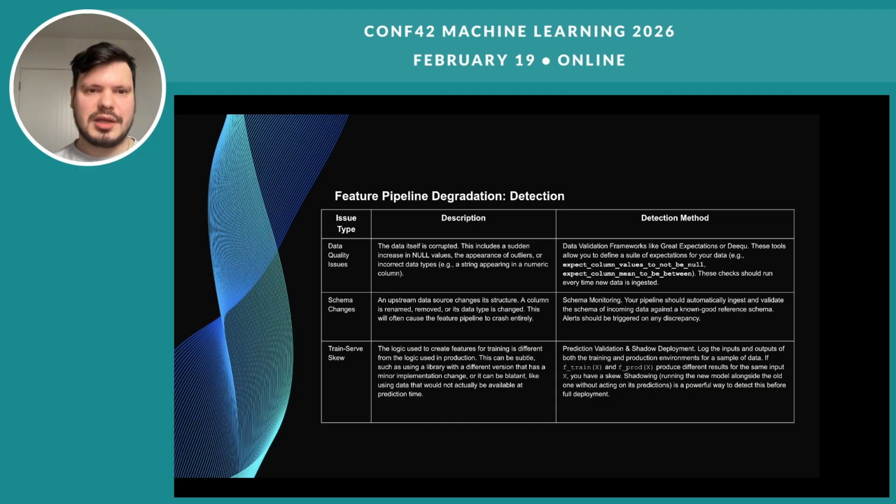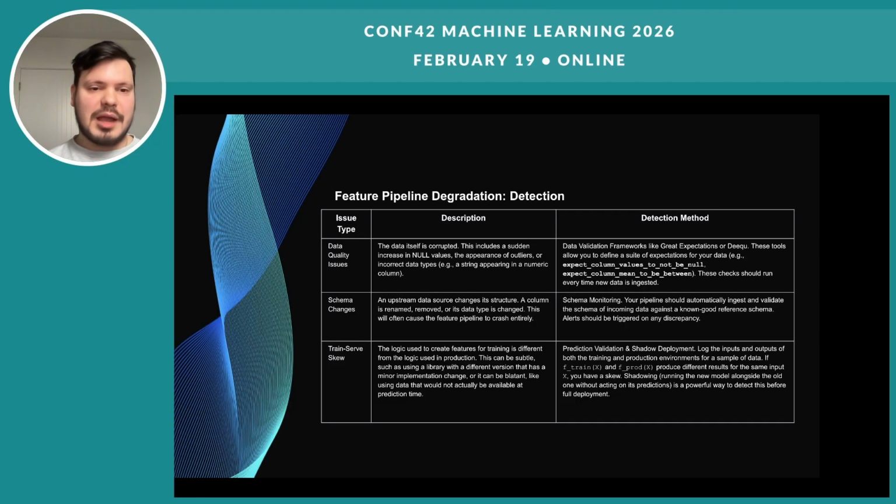So talking about the best way to detect it, we need to consider different issue types. The first one is a data quality issue. It's when the data itself is corrupted. For example, some column can have different data types or an increased number of null values, or null values can even be unexpected for that column. It's where a data validation framework like Great Expectations or Deequ can help us. This tool allows us to define a suite of expectations for our data, for example, the expected number of null values or an expected mean within a certain threshold. This check will run every time new data arrives.